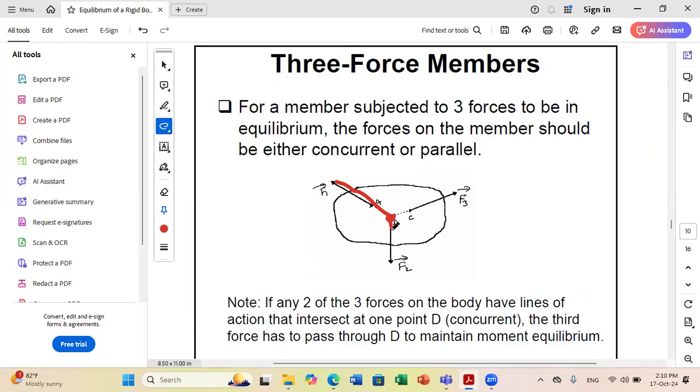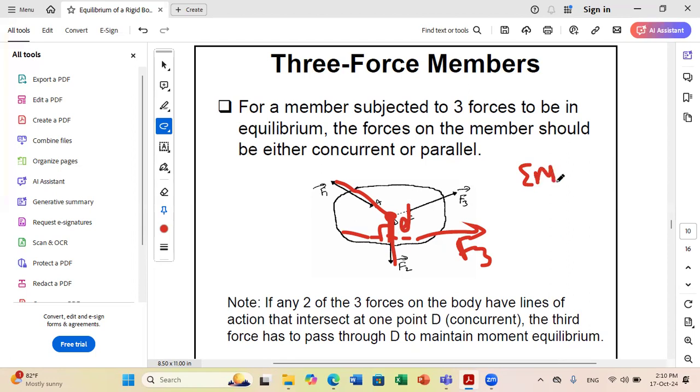If you have a force F1 and F2 passing by D, let us consider that the third force is not passing by D, like this, for example. Why is it impossible to have equilibrium? Because if I do now sum of moments about D, F1 is passing by D, no moment. F2 is passing by D, no moment. While F3, because it's not passing by D, if I do sum of moment about D, I consider the perpendicular distance d from D to the force, and the moment of F3 about D will be F3 times d. So there is a moment about D. So sum of moment about D will not be 0.